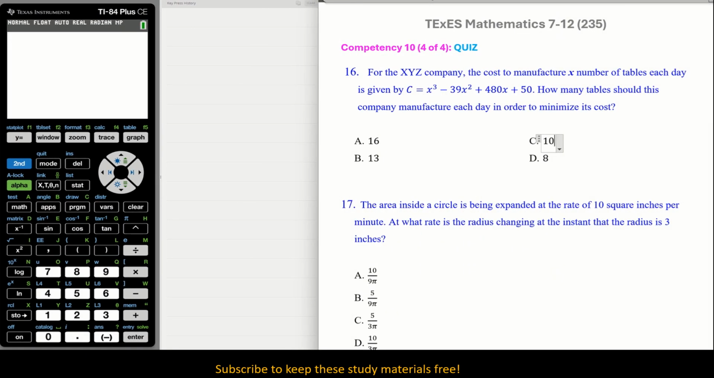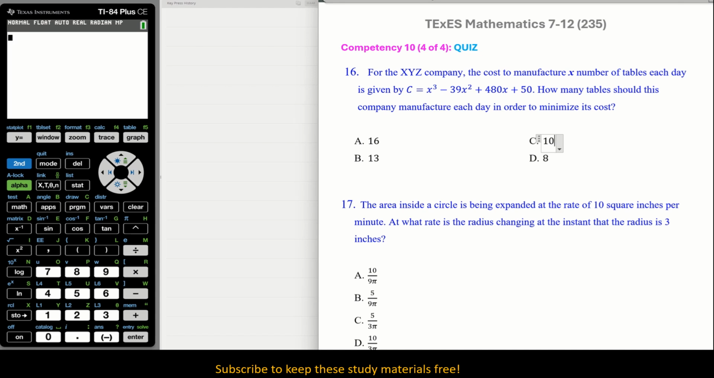For the XYZ company, the cost to manufacture X number of tables each day is given by C equals X to the third minus 39X squared plus 480X plus 50. How many tables should this company manufacture each day in order to minimize the cost?